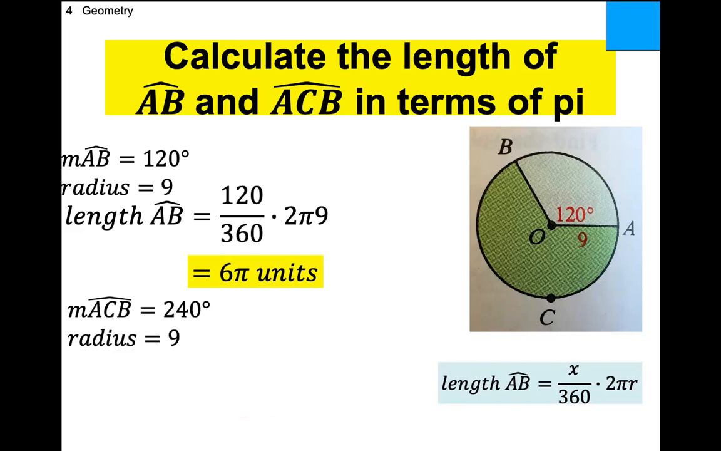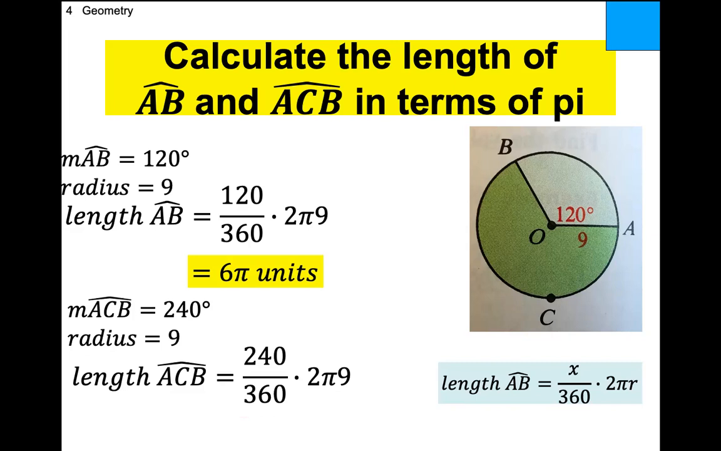Measurement ACB equals 240 over 360, and then 2 pi 9. And now we're back to reducing it. All right, let's use Matt's technique. What did he say to do with the zeros? Take them away. You got 24 over 36. What can that be reduced by? 2 over 6. Because what are you dividing by? By 12. Okay, 12 goes into 24 2 times. 12 goes into 36, not 6 times. 3 times. So we get 2/3 times 2 pi 9.